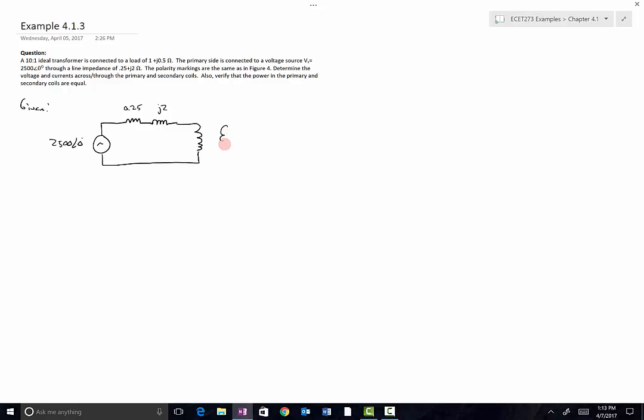And then the secondary side of the transformer serves a load of 1 plus j0.5. Nothing is said about any sort of interconnect, so we'll just assume that that's the total load on the secondary side of this transformer, 1 ohm, j0.5 ohms. This is an ideal transformer, and the polarity markings that I'm copying from figure 4 are as I've indicated there. So just do some labeling.